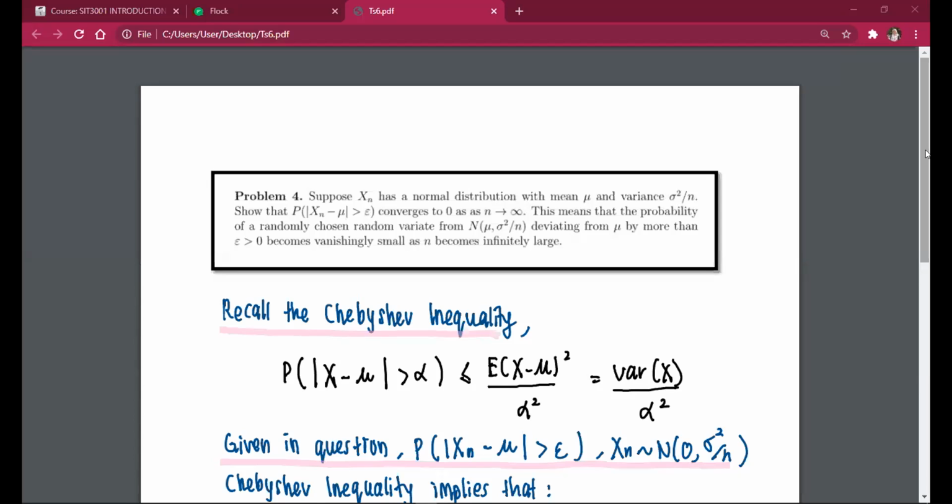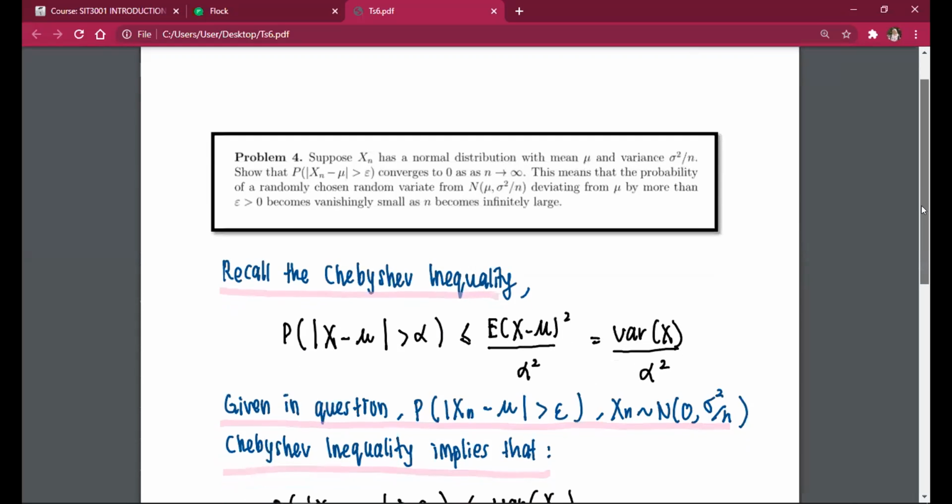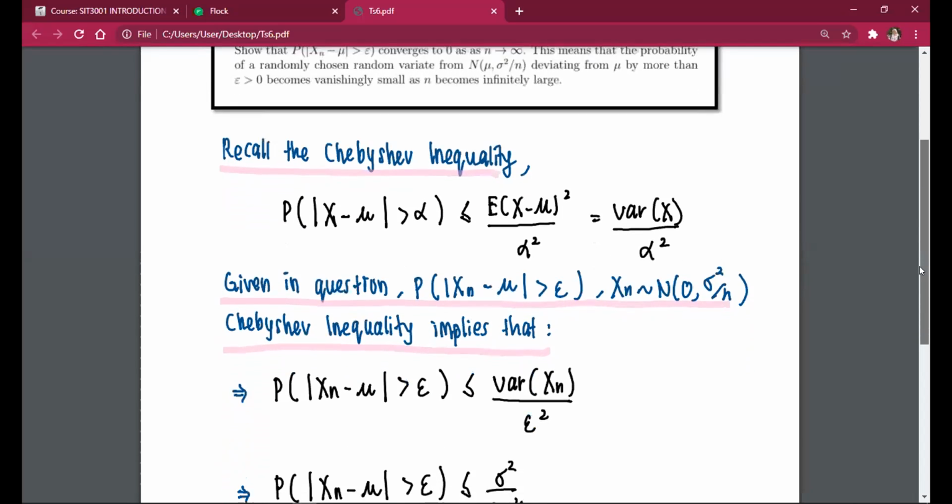Yes. All right. So problem 4, suppose that xn has a normal distribution with mean mu and variance sigma squared over n. So I have to show that the probability of absolute xn minus mu greater than epsilon converges to 0 as n approaches infinity. So recall the Chebyshev inequality. We have the probability of absolute x minus mu greater than alpha is less than or equal to the variance of x over alpha squared. So I applied the Chebyshev inequality.